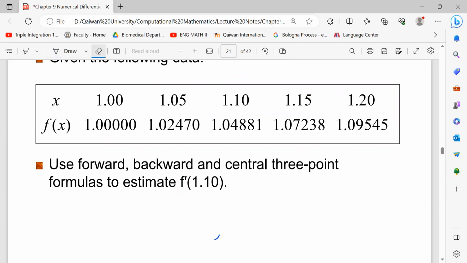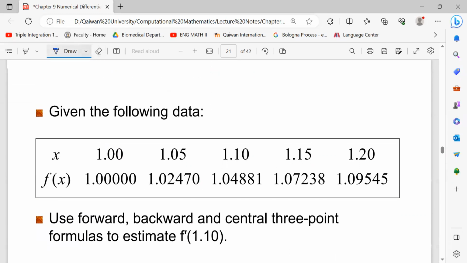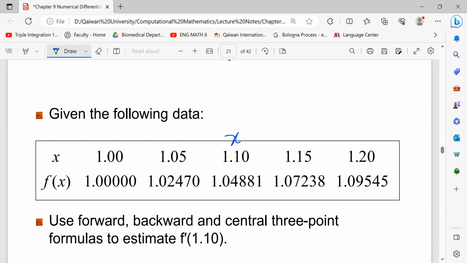Now, let's find XI minus H, XI minus 2H. This is XI. Okay? We need to estimate F prime at this point. The next one is XI plus 1 or XI plus H. It's the same. How about the next one? This is XI plus 2 or XI plus 2H. Therefore the previous one, this is XI minus H or XI minus 1, okay? And this one is XI minus 2H or XI minus 2. That's it.